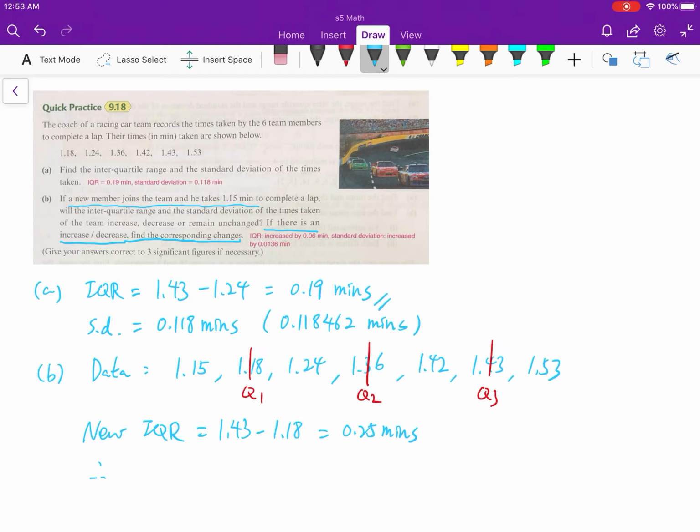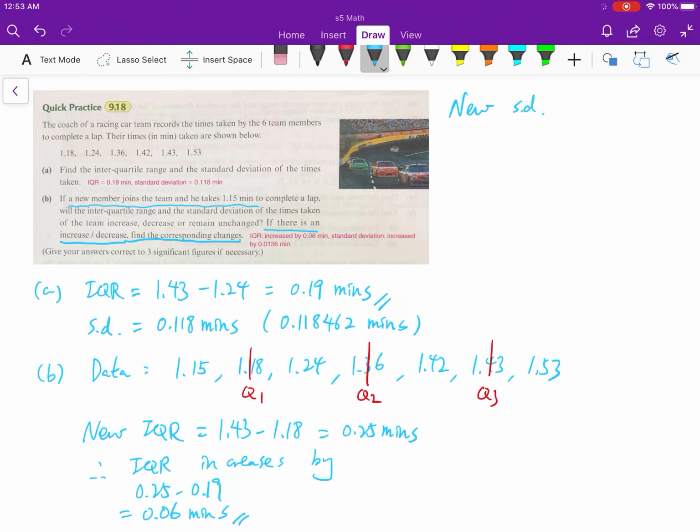So compared with the IQR in part A, it is increased. We first answer the IQR part. So the IQR increased by 0.25 minus this, which is 0.06 minutes.